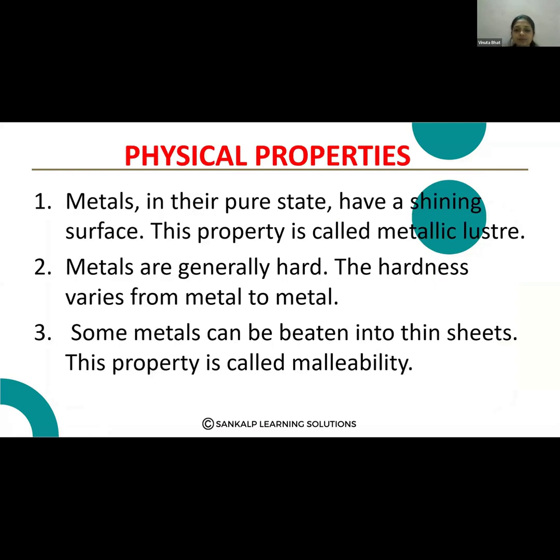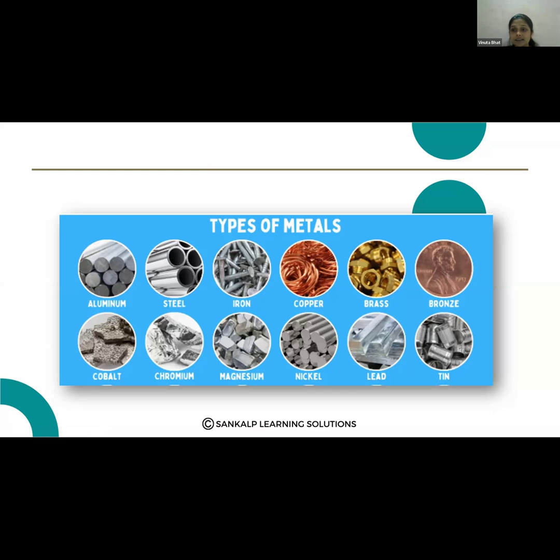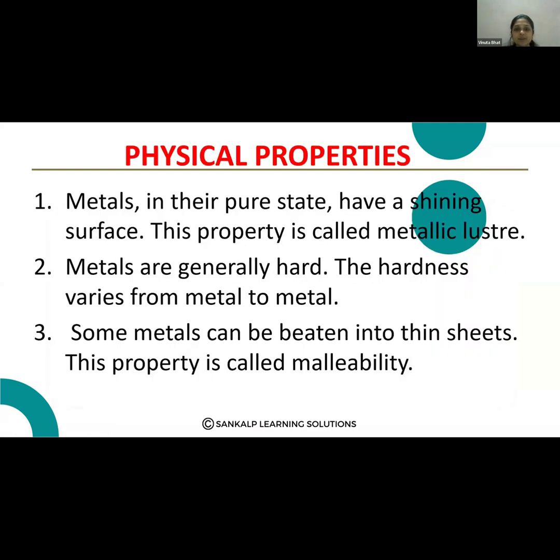You know that the metal is hard, right? So that is solid in state. Commonly metals are very hard and they are solid in state, right? So here the first physical property: metals in their pure state have a shining surface, and this property is called metallic luster.